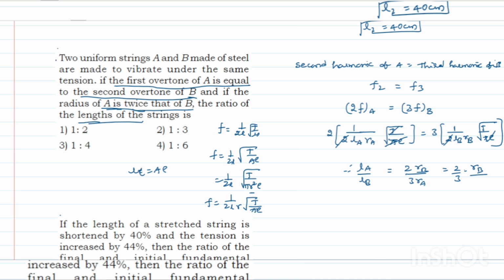Here it is given that the radius of A is twice that of B. So instead of RA I am just taking twice that of B, RB gets cancelled, and this 2 also gets cancelled. So LA by LB value will be 1:3.